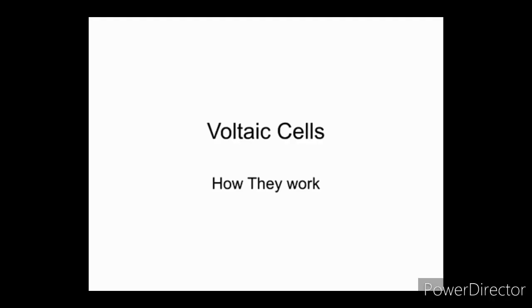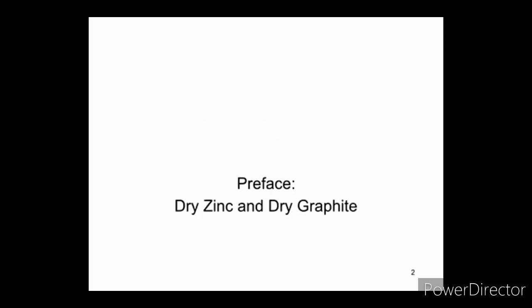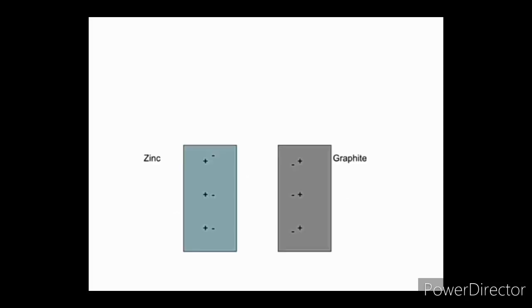I'm going to discuss topic 8, which is the Voltaic cells. This is going to show how the Voltaic cells we made in class are able to produce a constant flow of electrons. First, we need to take a look at what happens when dry zinc and dry graphite are in contact.